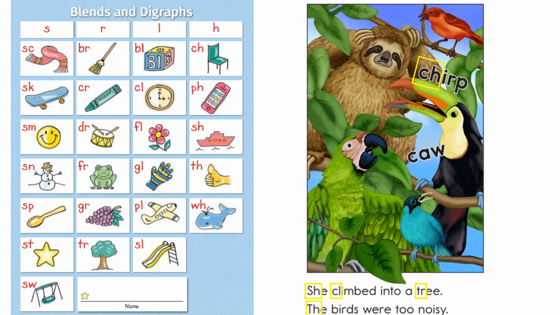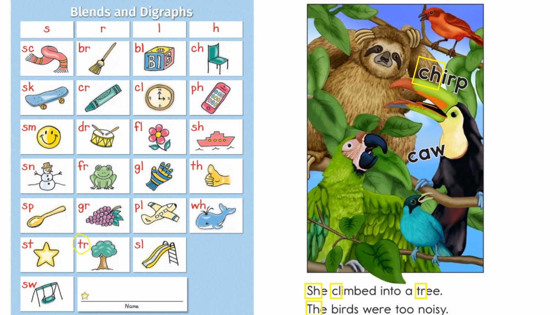Yeah, let's look. She climbed into a tree. Tree, friends, is kind of tricky because you can see it on our chart, the TR. Let's blend those sounds together and really understand that sound. So you've got the t and the r. Let's blend them together. Get your blender out. Brrr, tr. Like tree, like trunk, like try. She climbed into a tree. The birds were too noisy.